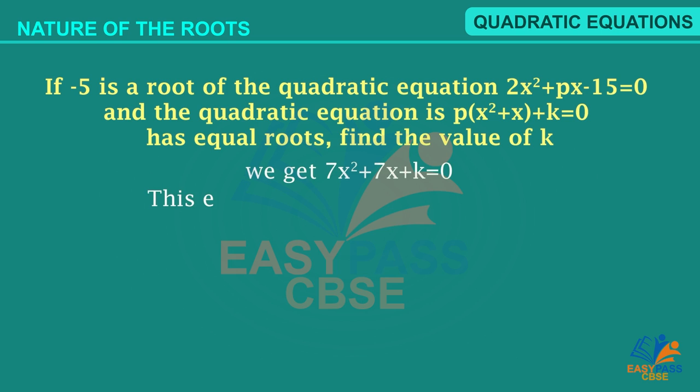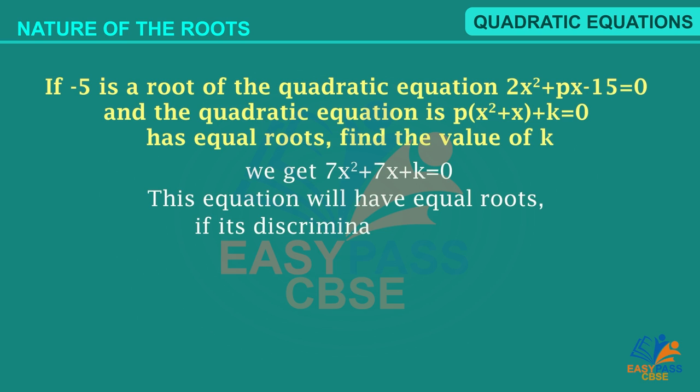Now, information given, you have to find a k value, given that the second equation has equal roots. That means discriminant is equal to 0. On simplifying, you'll get k is equal to 49 by 28, or k is equal to 7 by 4.